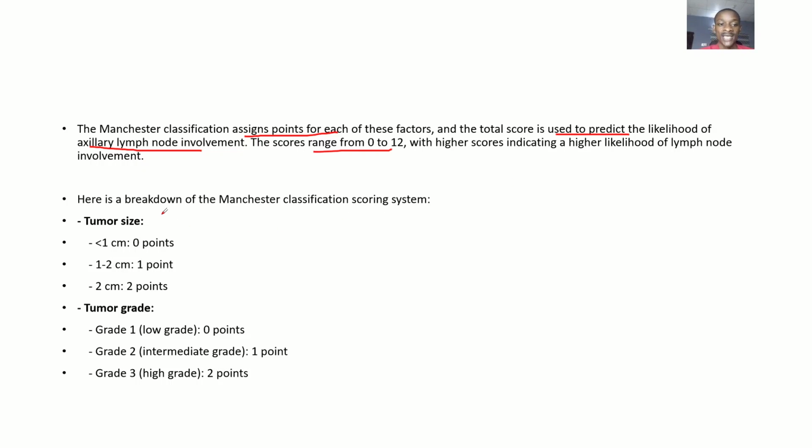All right, so here is a breakdown of the Manchester classification scoring system based on tumor size. If the tumor size is less than 1 centimeter, the point is 0. If the tumor size is between 1 to 2 centimeters, the point is 1. If the tumor size is more than 2 centimeters, the point is 2. Then I'm going to tumor grade now. Grade 1 is low grade, so you give 0 points. Grade 2 is intermediate grade, you give 1 point. Grade 3 is high grade, you give 2 points.